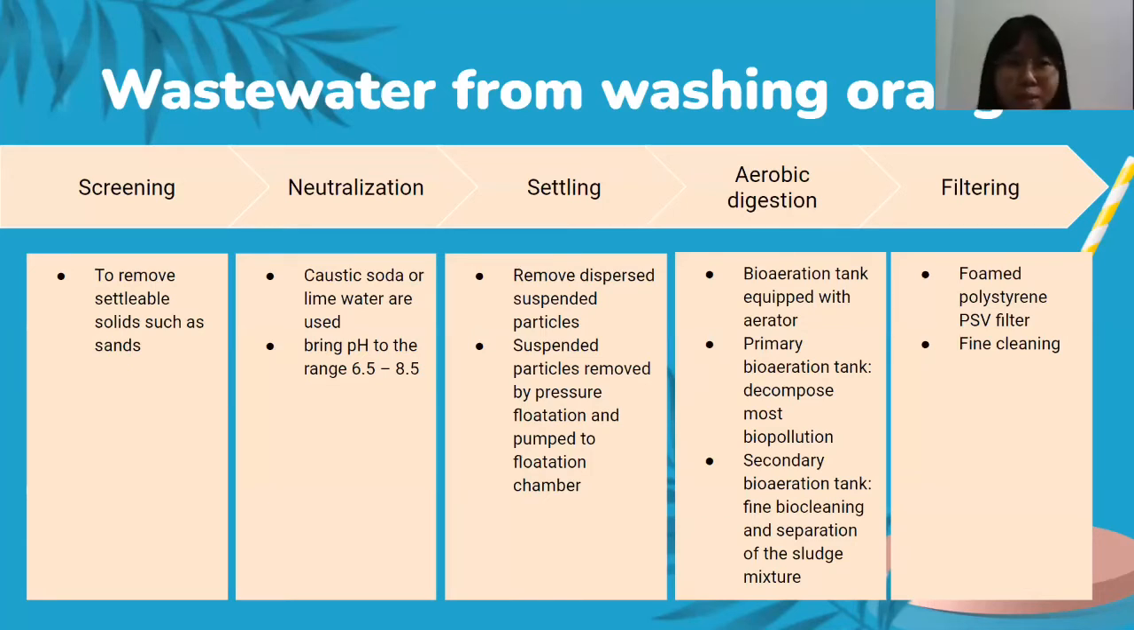Now I will explain about the wastewater generated from washing oranges. Firstly, the wastewater will enter a receiver tank and then be screened using a sieve in order to remove any settleable solids such as sands or soils. Next, the wastewater will enter the neutralization process by adding caustic soda or lime water so that the pH of the wastewater can be brought to the range of 6.5 to 8.5.